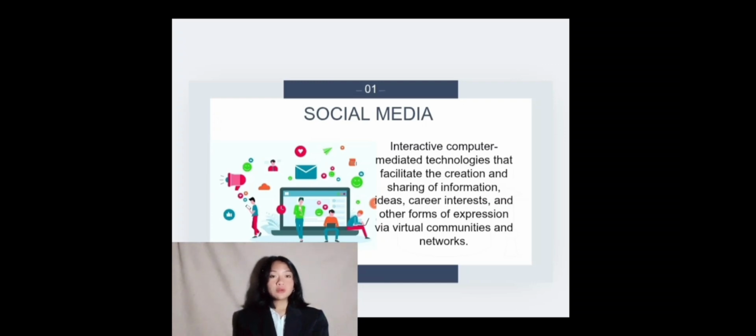Social media helps students in online class. They have revolutionized communication and information dissemination, but also present challenges regarding privacy, misinformation, and online safety.